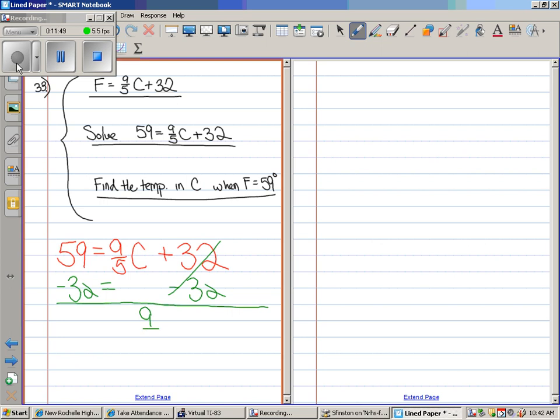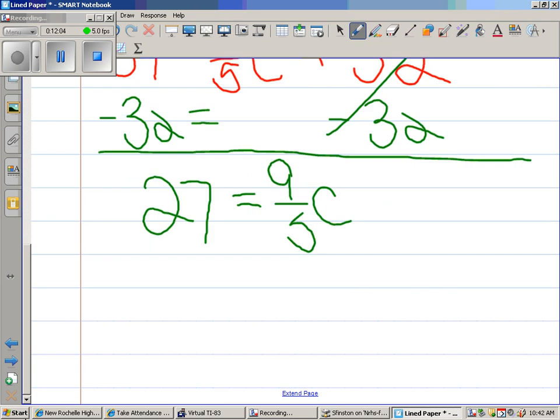So then you got 9/5 C equals, what's 59 minus 32? 27. Now here's going to be the tricky part. How do you get C by itself? These are all 32s. Alexis? Oh, you could do that. The problem that we're going to be faced with is where's this C?